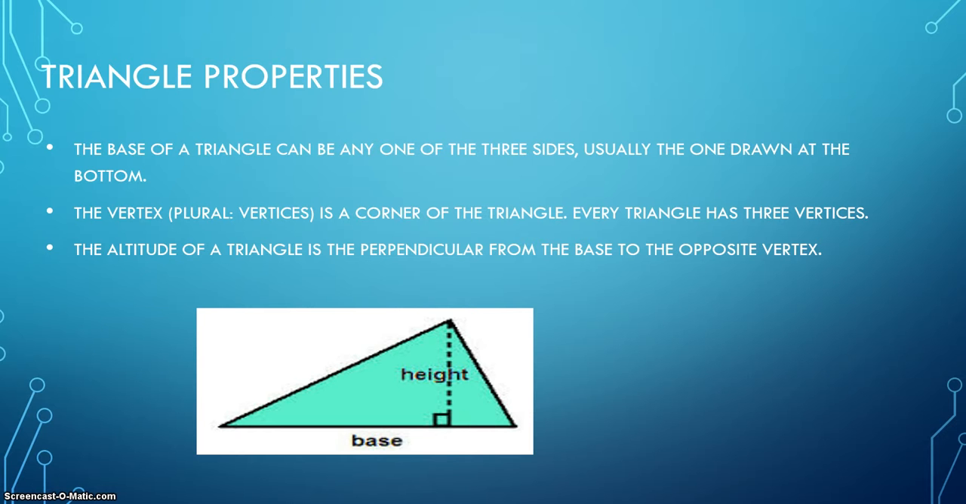The vertices are pretty easy to tell. They're not marked, but they're at all three corners. The base is listed below as the bottom side, and the height or the altitude is that dotted line from the top vertex down to the base, which forms a perpendicular, which is why you see the 90-degree angle.